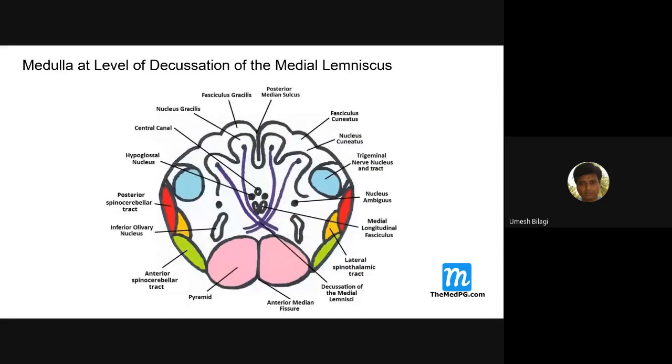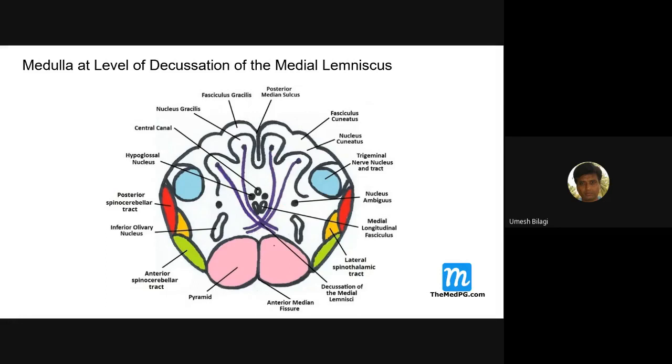Now we'll go one more level up, to the middle part of the medulla oblongata, where there is a sensory decussation, that is, a crossing. You can see here, this is going inside, this is going outside. There's a crossing here. Crossing of the central sensory system happens at the middle part of the medulla oblongata.